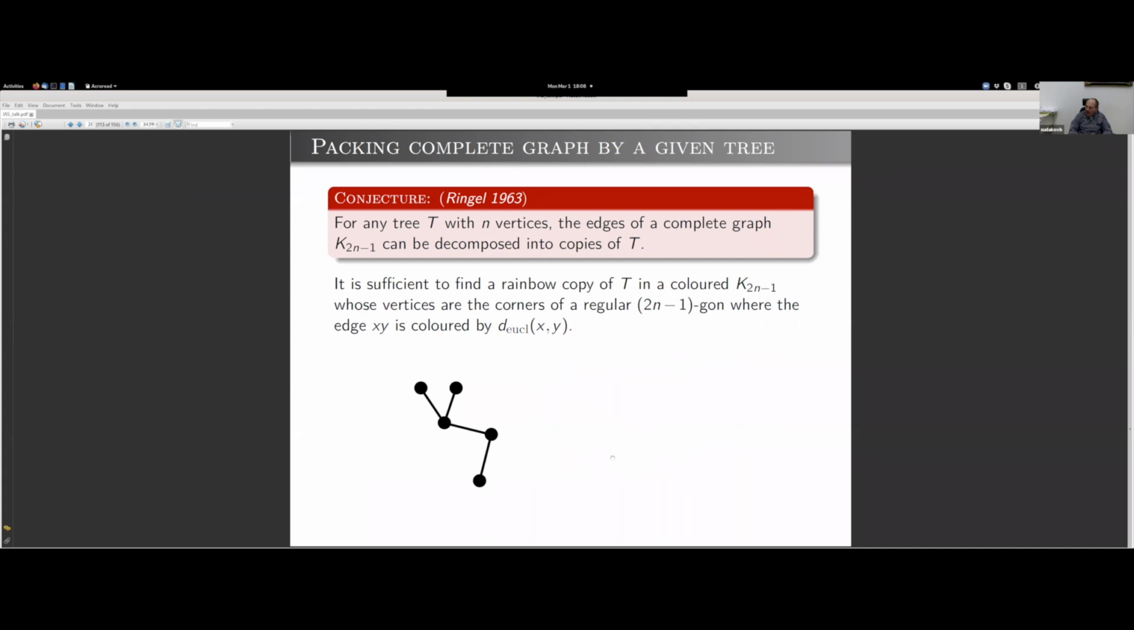Take your complete graph, so maybe let me add one more slide. Take the vertices of your complete graph. In my case, my n would be 5, so 2n minus 1 would be 9. So I take these 9 vertices and I put them on the circle, equidistant, so that they are the vertices of a regular (2n minus 1)-gon. And now I color the edges of this complete graph by the distance between the points, the Euclidean distance along the circle. So let's do it.